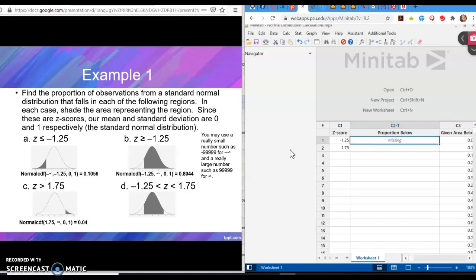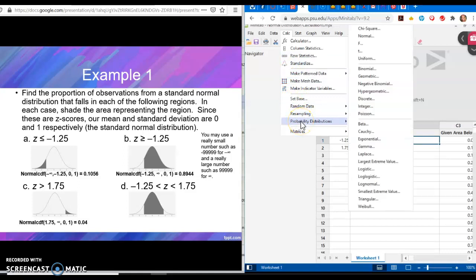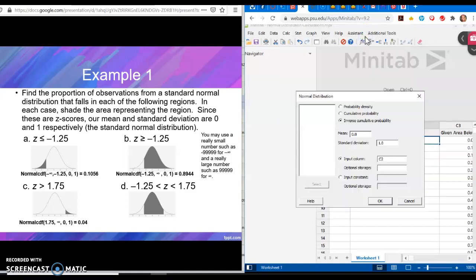So in Minitab, what we have to do is go ahead and enter that z-score, and I also put in my z-score of positive 1.75. And to find my proportion below, I go to Calculate, Probability Distribution, which is the same place we go for binomial, but this time we're going to come up here to Normal.